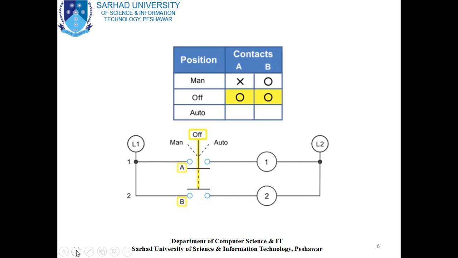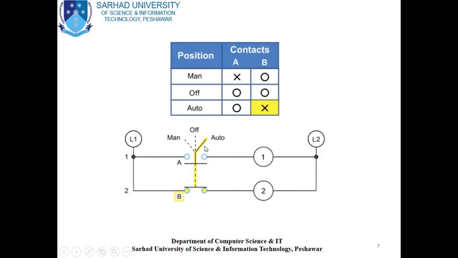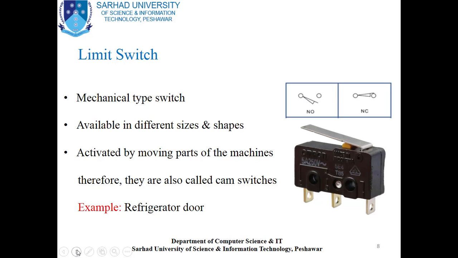Switching to the next slide, and here you can see the automatic position of the selector switch. So these were the three positions of the selector switch. Now we will discuss the limit switch in the next slide. So switching to the next slide, limit switch.